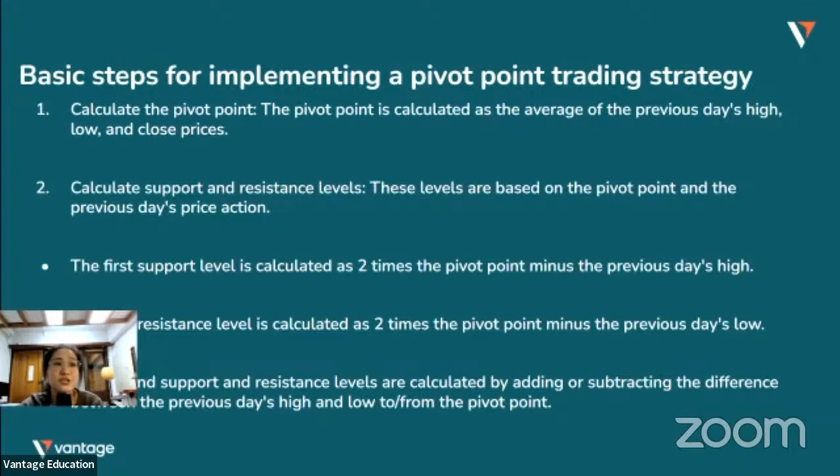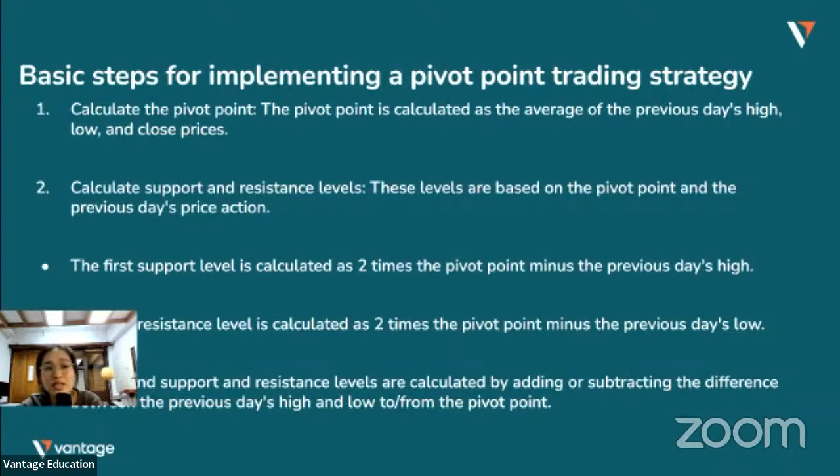Secondly, you then calculate support and resistance levels. Once the pivot point is determined, you can calculate the support and resistance levels, which are based on the pivot point and the previous day's price action. I've included a couple of bullet points on how to calculate, but this is just if you want to do your own calculation. If you're using TradingView, most of the time it's already calculated for you. But we'll just briefly go through it for those who want to do their own calculation.